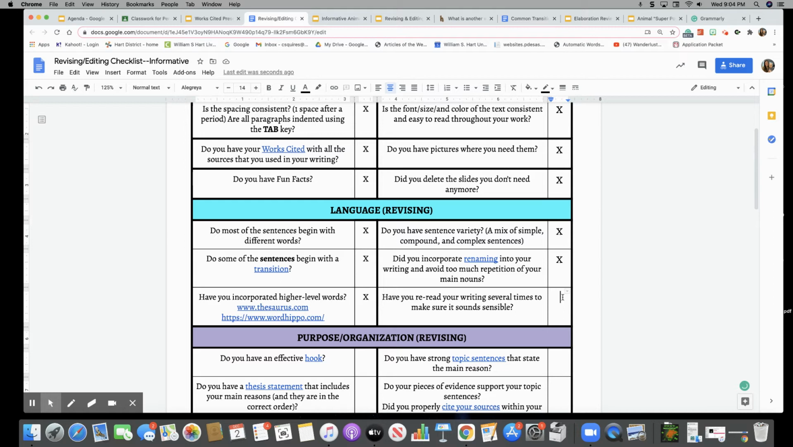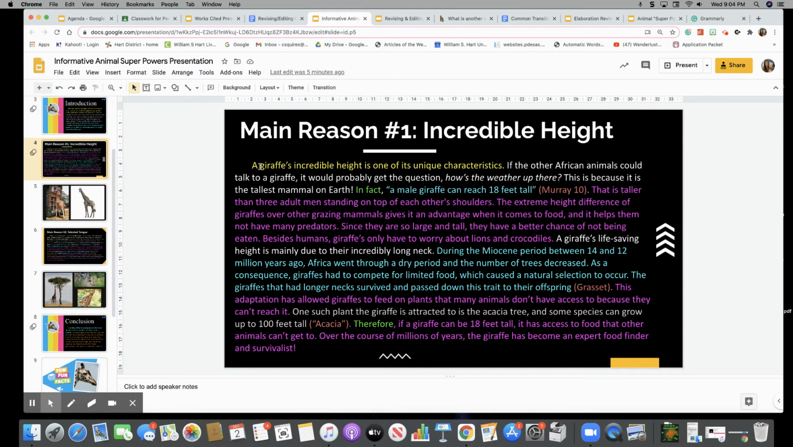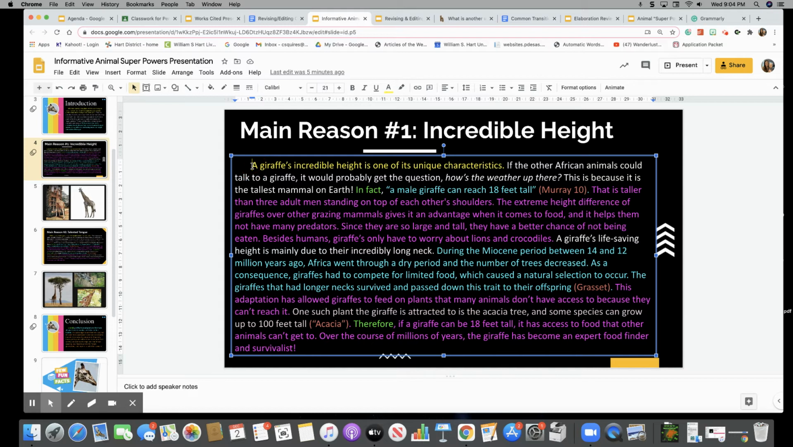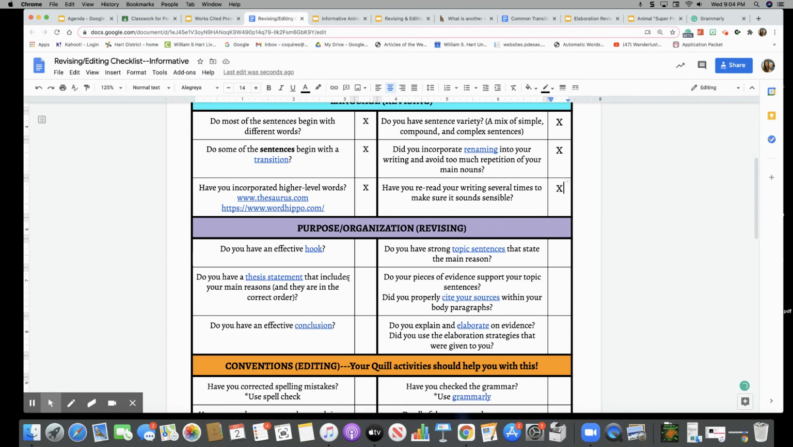Have you reread your writing several times to make sure it sounds sensible? Yes, I have done this because I have read this out loud to myself more times than I probably should say. But that's important because I caught a lot of mistakes by doing that. You could have a friend read it. You could have a parent read over it with you. That way they can catch any kind of silly mistakes. And that would be important to do. I really do stress you guys to read it out loud. Reading out loud will help you to find mistakes and to make sure that your writing flows.